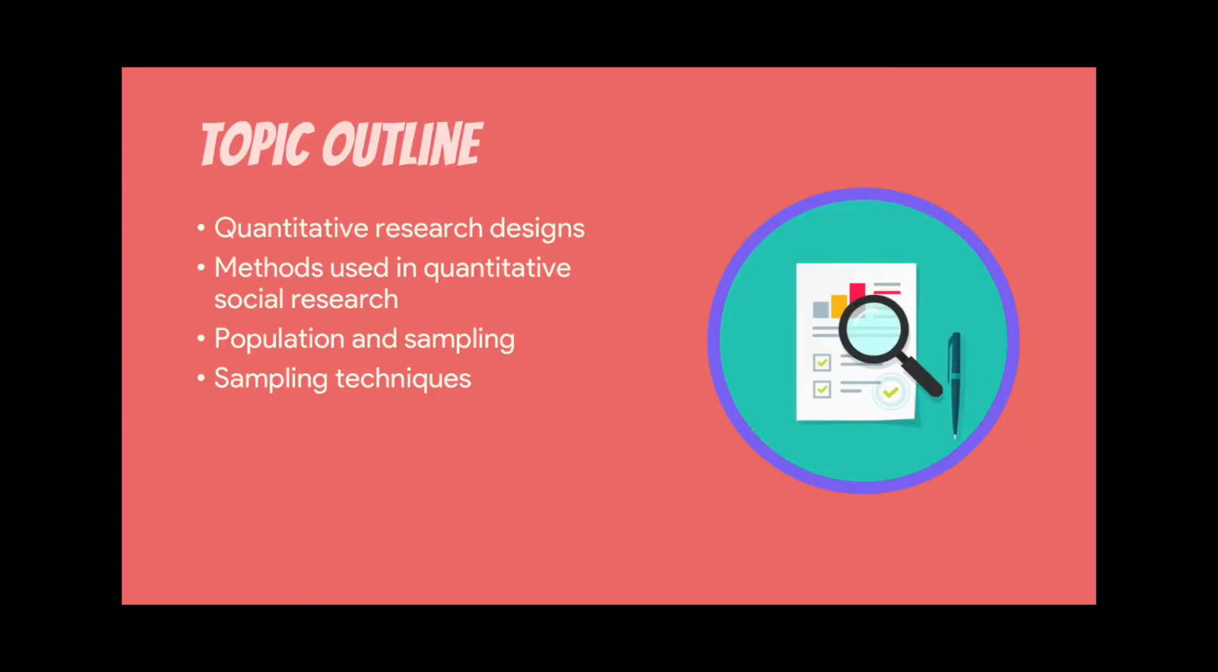So basically, for this lecture, we'll be talking about the different quantitative research designs, which we briefly discussed earlier in the research process, but we'll be discussing in more detail in this lecture. And then we'll talk about the different methods and data collection procedures that are used for quantitative social research. We're also going to talk about population and sampling. It is about the who of our study. And we'll also talk about different sampling techniques.